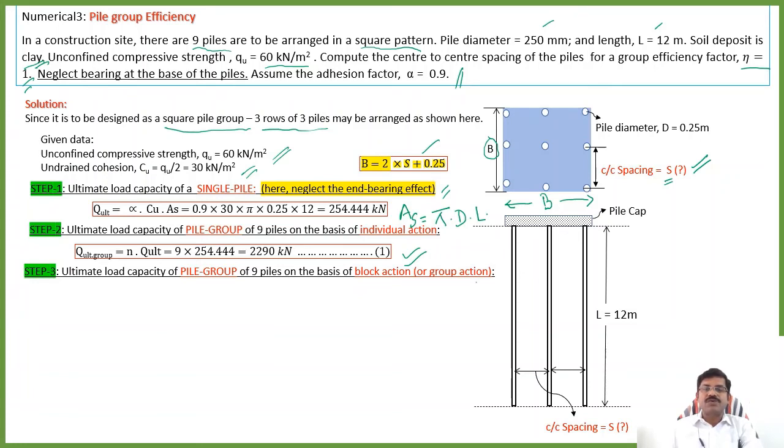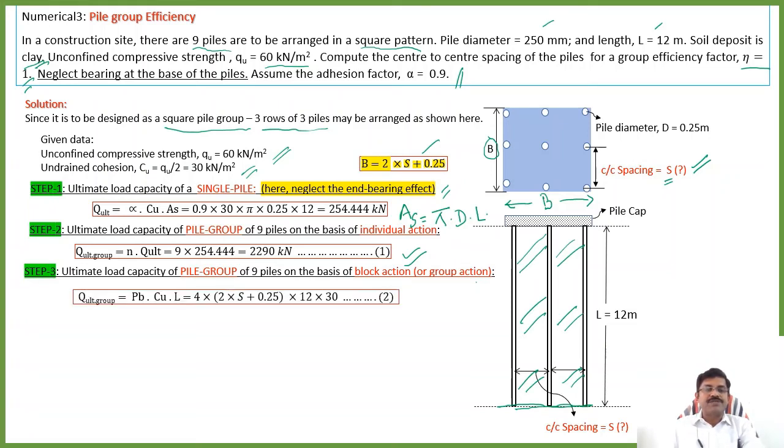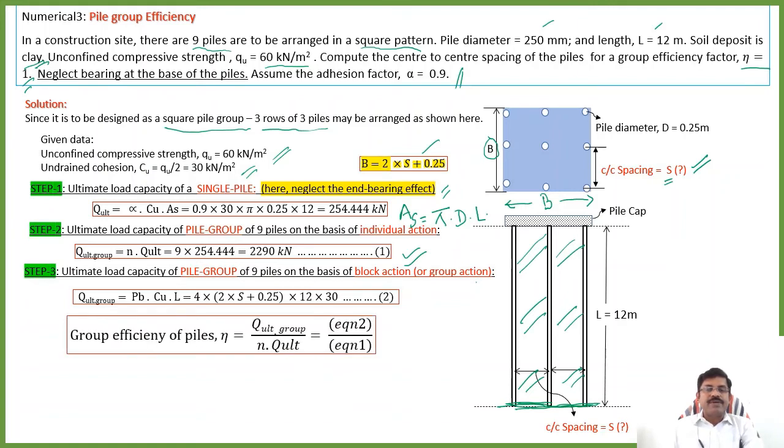Now the third step is to find the group capacity by block action of the pile group. This all will be considered as one single unit, a unit of block including the piles. For this, the expression is PB times Cu times L, where PB is the perimeter at the base of the block, Cu is already given in the question, and L is the length. You can substitute in this and you will get expression number 2.